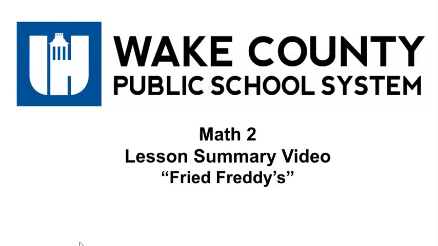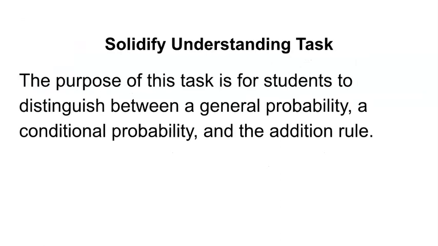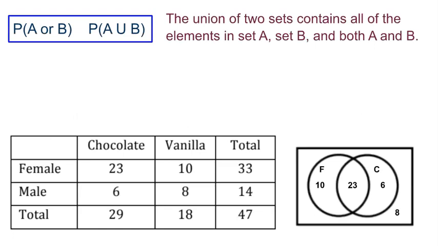This is a Math 2 lesson summary video for the lesson titled Fried Freddy's. This is a Solidify Understanding task. The purpose of this task is for students to distinguish between a general probability, a conditional probability, and the addition rule. So let's start off with the probability of A or B.